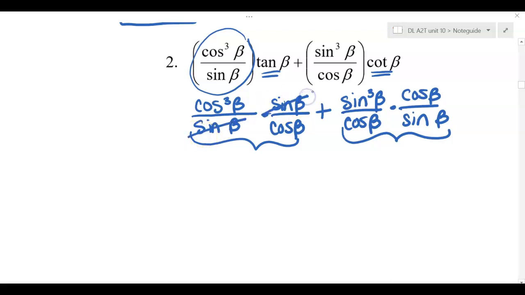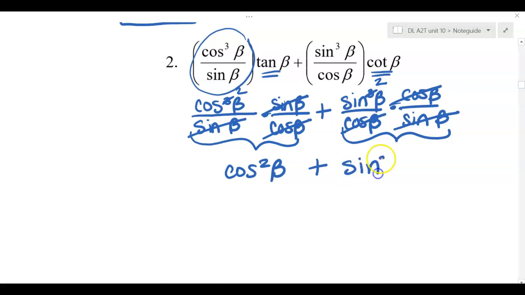So here the sine will cancel. Here cosine will cancel one of those, so I will have still a squared left. So this all simplifies to say cosine squared beta. Here the cosines will cancel. The sine will cancel all but one of those, and that will leave me with sine squared beta. And this is our identity, that cosine squared plus sine squared should equal 1 since they have the same angle. So that all just boils down to be equal to 1.